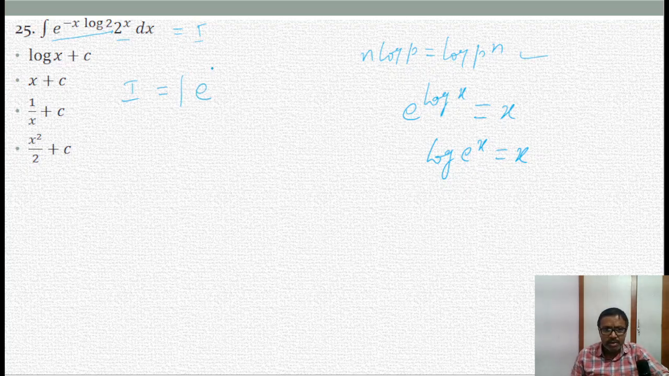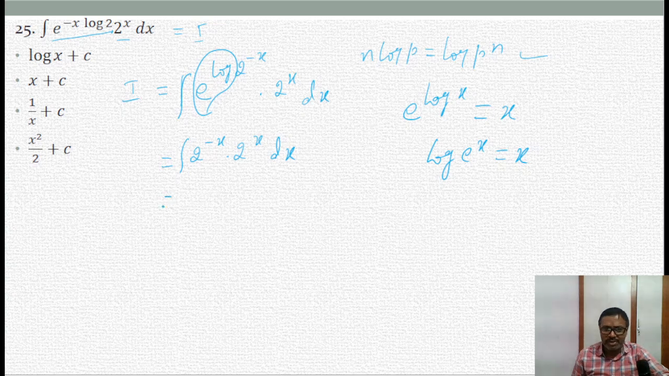Now first let us apply the first result we have from logarithm. E to the power, here we can write log 2 to the power minus x, into 2 power x into dx. Now e and log are inverse of each other, so that can be written as 2 to the power minus x into 2 to the power x into dx. It is very simple, these two will get cancelled. Your answer is 1 into dx, then the integration is x plus c.